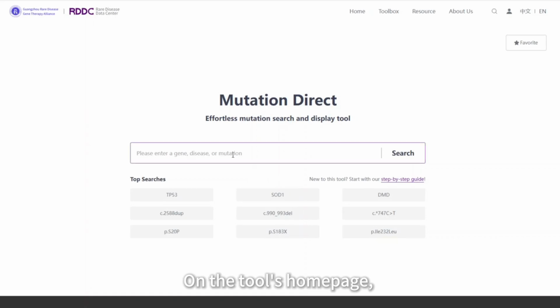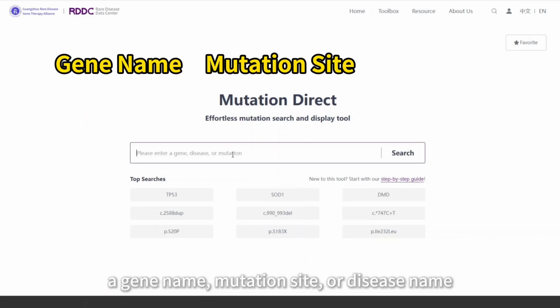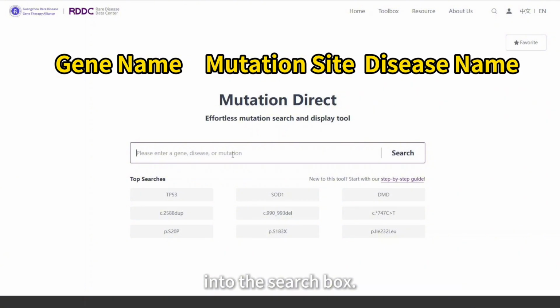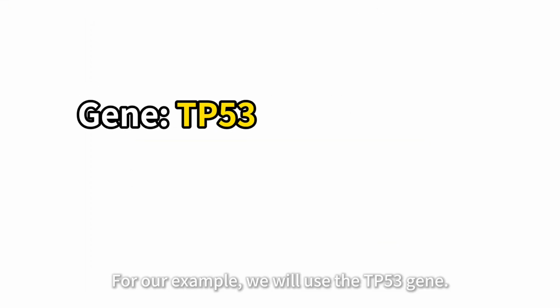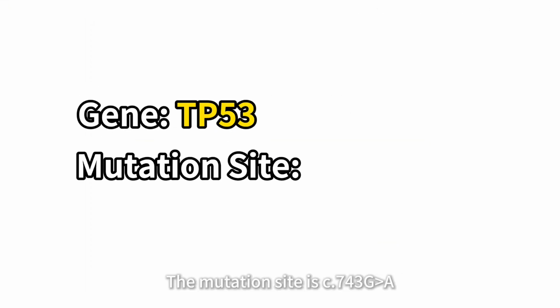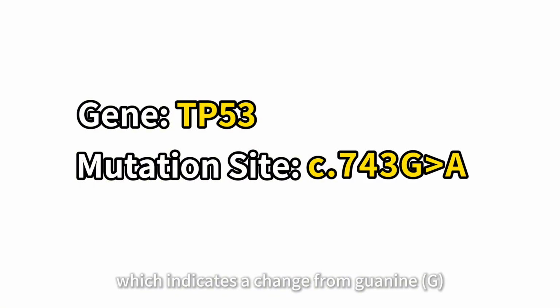On the tool's homepage, you can perform a search by entering a gene name, mutation site, or disease name into the search box. We will now walk you through the specific operation process using a case study. For our example, we will use the TP53 gene. The mutation site is c.743G>A, which indicates a change from guanine G to adenine A at cDNA position 743.